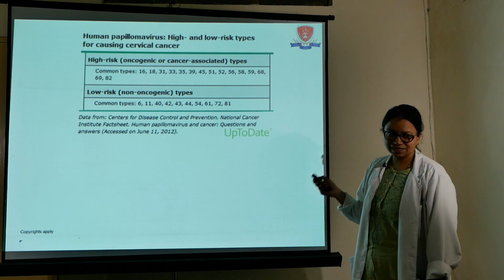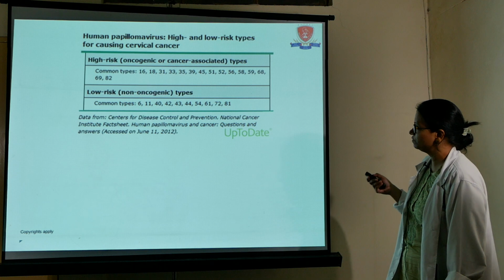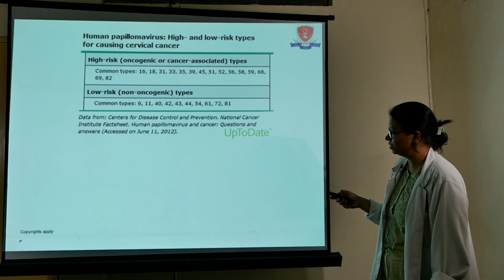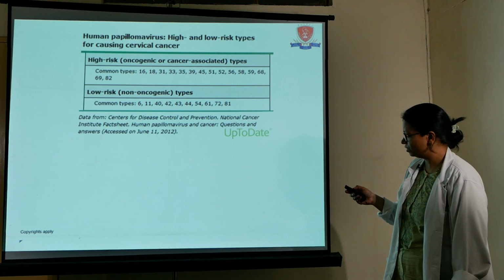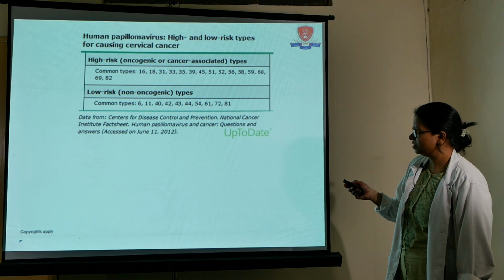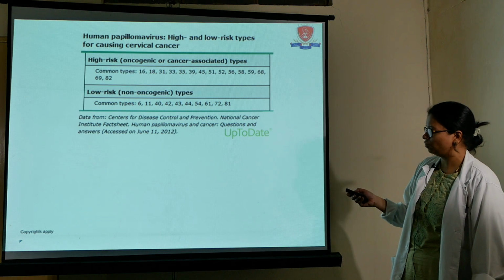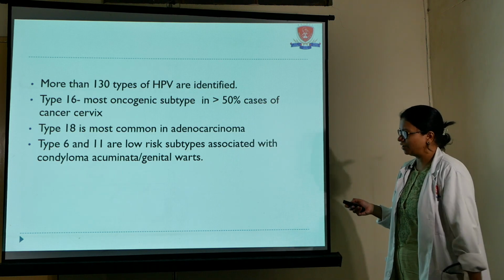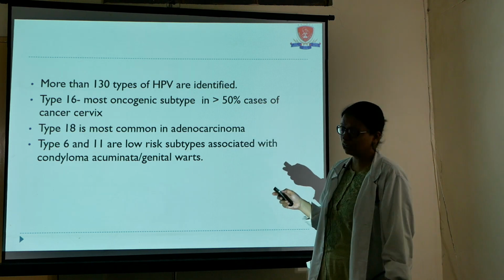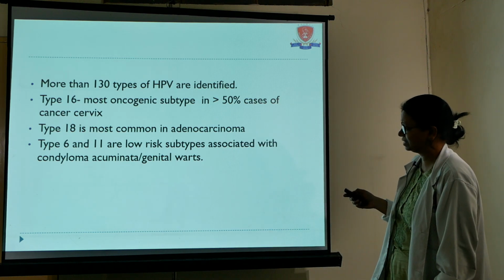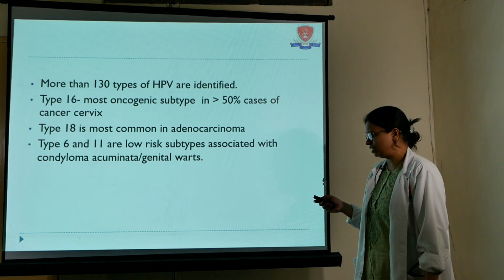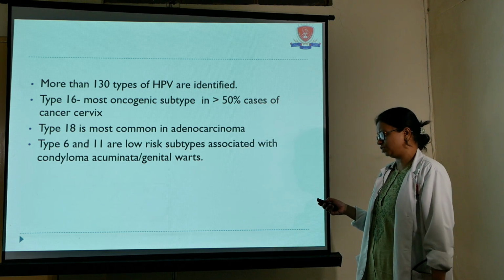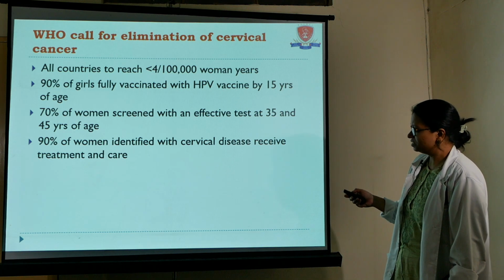These are the types of HPV viruses. High risk types are commonly 16, 18, 31, 35, 45, 52, 56, 58 and so on, and low risk types are 6, 11, 40, 42, 43. Types 6 and 11 cause genital warts, but the high risk oncogenic viruses cause squamous carcinoma or adenocarcinoma of the cervix. More than 130 types of HPV have been identified. Type 16 is the most oncogenic subtype, found in more than 50% of cervical cancer cases. Type 18 is the most common in adenocarcinoma. 6 and 11, I have told you, cause condyloma acuminata and genital warts.